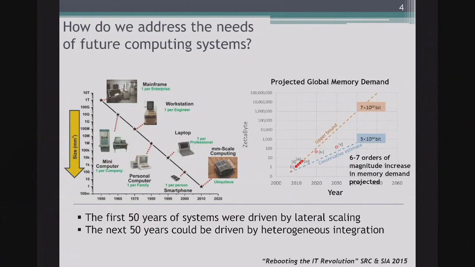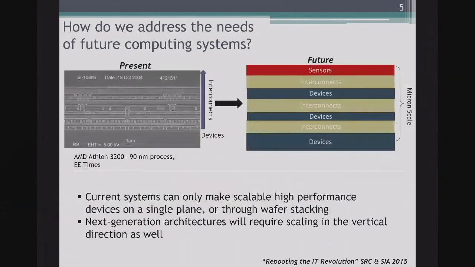So on this first thrust, my question is really, what do we want? How can we create manufacturable technologies that enable this type of heterogeneous integration? That's really what I'm looking at.